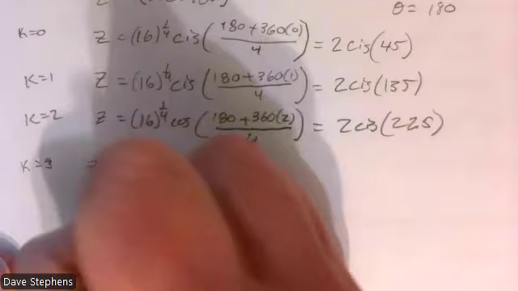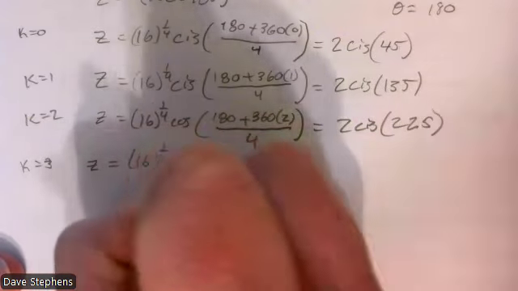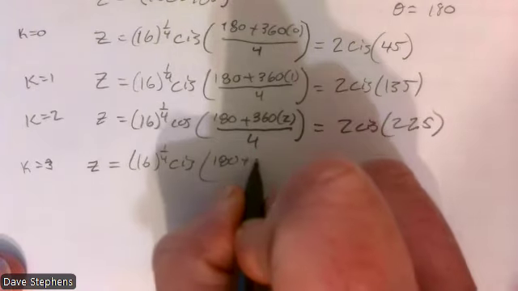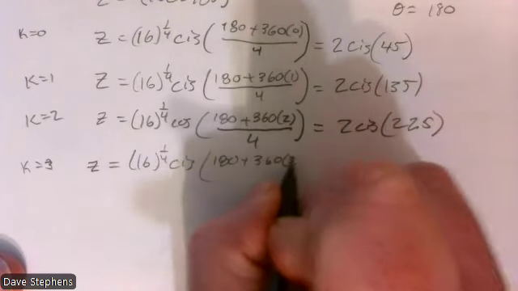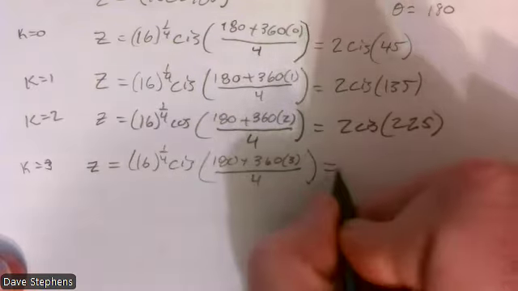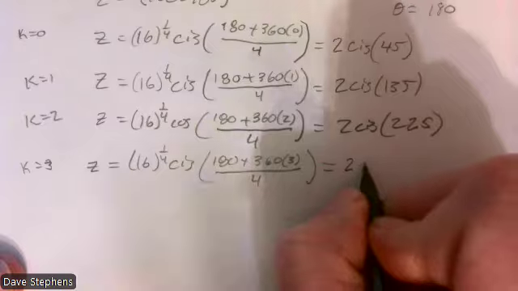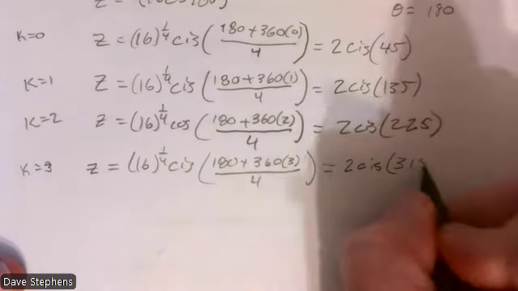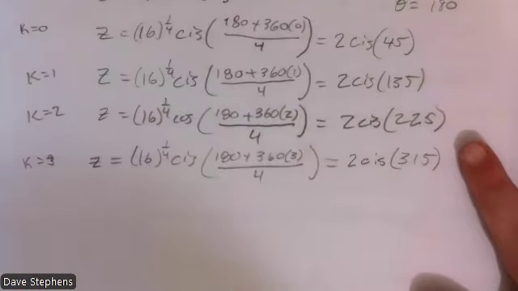K equals 3. 16 to the 1/4 CIS. Start at 180. We add 3 rotations, divided by 4. So we get 2 CIS 315. There we go.